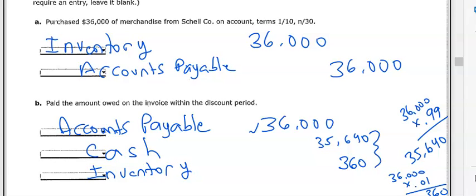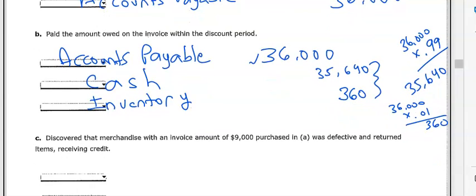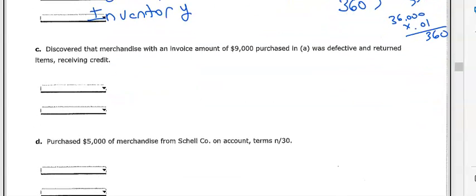So that's my entry. All right, letter C says, discovered that merchandise with an invoice of $9,000 was defective, and so I returned it. It was after I had paid for it, but I went ahead and returned it because it was defective. All right, so when I return inventory, I'm going to mail it back to them. So I'm going to reduce my inventory. Inventory goes down with a credit. And then they didn't give me money back, they gave me credit.